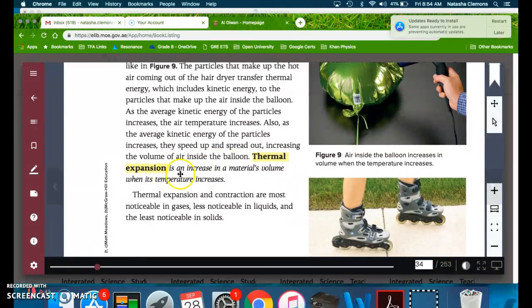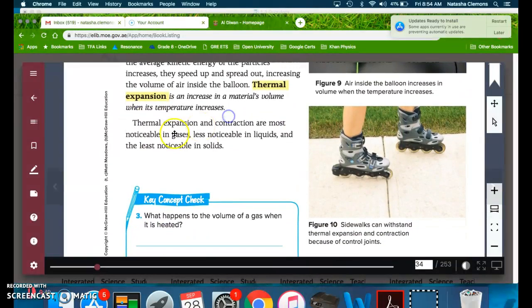Thermal expansion is an increase in a material's volume when its temperature increases. Thermal expansion and contraction are most noticeable in gases, less noticeable in liquids, and least noticeable in solids.